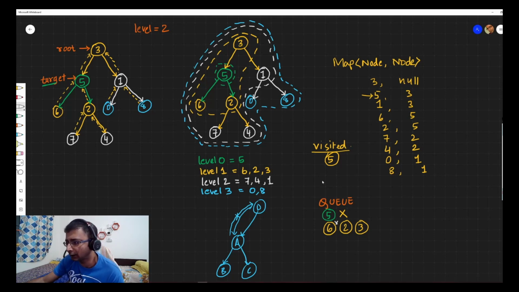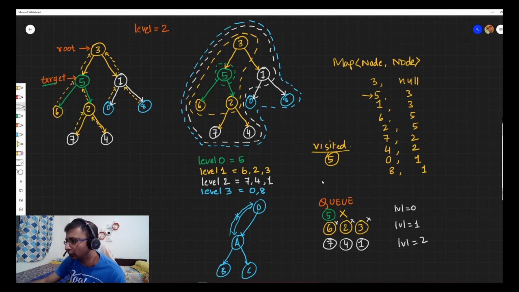We ask 2 who's your left child. It gives me 7. I ask who's your right child. It gives me 4. Then I ask for its parent. It gives me 5. I see that it's already been explored, so there is no point adding it. So I just pop it out. Then I come to 3. I ask 3 for its left child. It gives me a 5, which is already in the visited set. So I ask for its right. It gives me a 1, right? So we get 7, 4, and 1, and this is popped out. Now you consider this as level 0, this is level 1, and this is level 2.